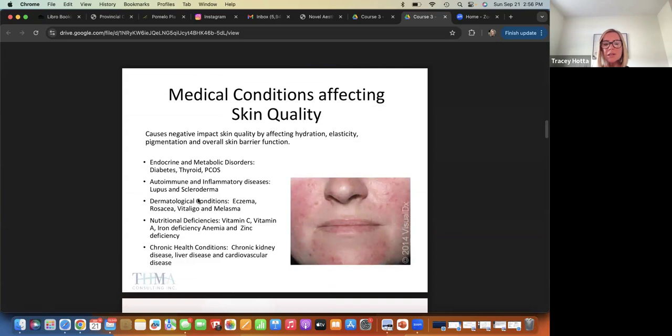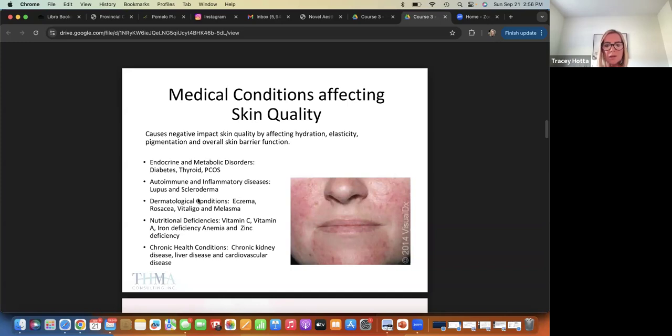Medical conditions affecting skin quality. So this causes negative impact on skin quality by affecting the hydration levels, the elasticity, pigmentation, and overall skin barrier function. So when we talk about different medical conditions, we're referring to things like endocrine metabolic disorders like diabetes, thyroid, and polycystic ovarian syndrome. We have autoimmune and inflammatory diseases like lupus and scleroderma.